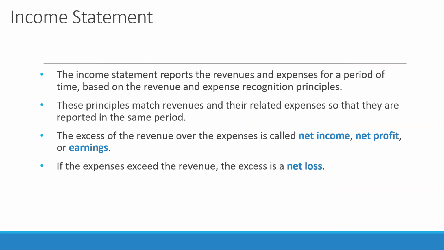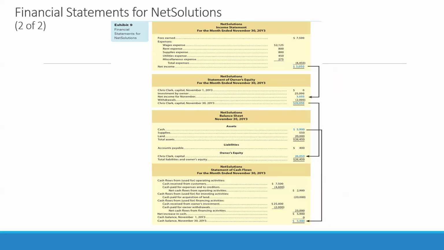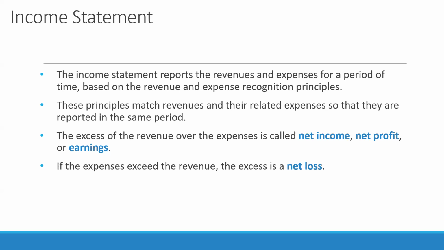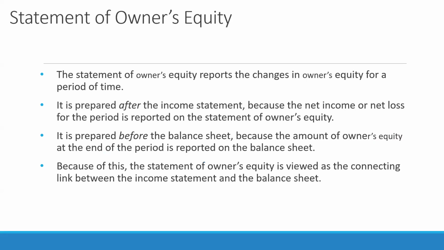So the income statement shows your net income or earnings. That's also what's referred to as the bottom line, because the bottom line of the income statement is your net income. And if your expenses were more than your revenues and the business lost money, then it would be net loss instead of net earnings for the year. And the statement of owner's equity shows the changes in owner's equity over the year.